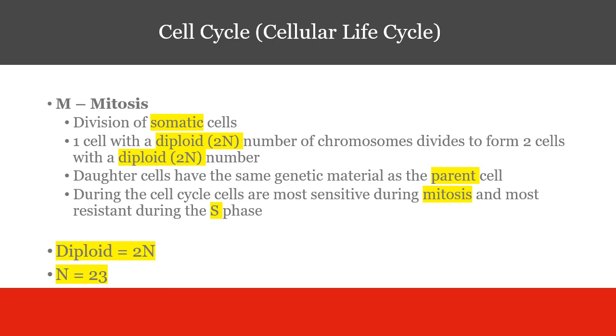During the cell cycle, the cells are most sensitive during this whole process of mitosis, because that's when the action's occurring. That's when the cell is the most active. And it's the most resistant when the process is slow. As we talked about in the previous slide, it takes up to 15 hours to go through an S or DNA synthesis phase.